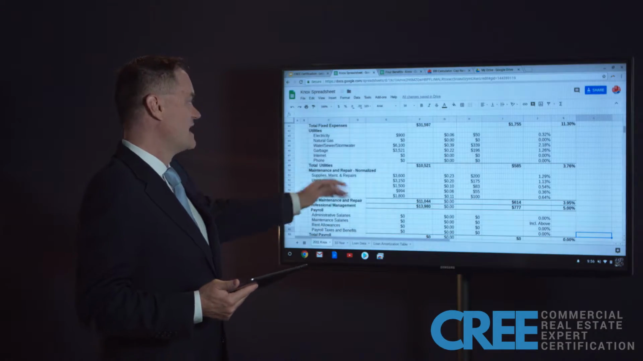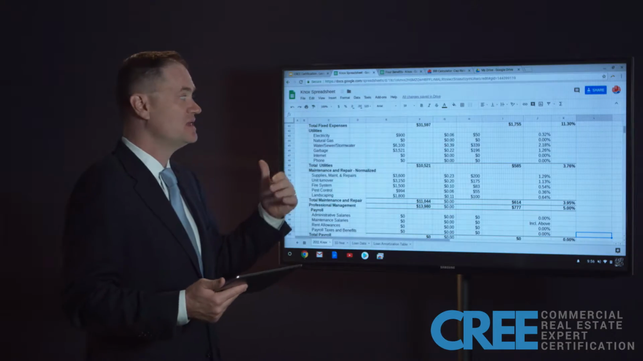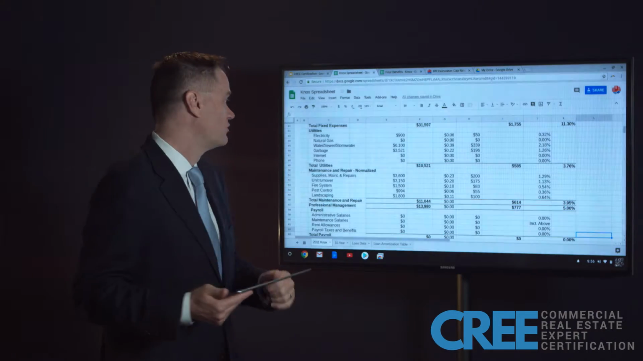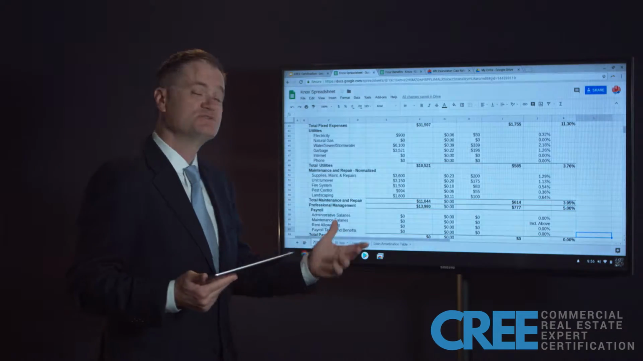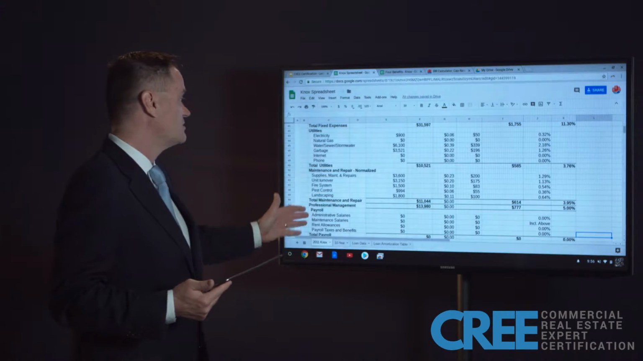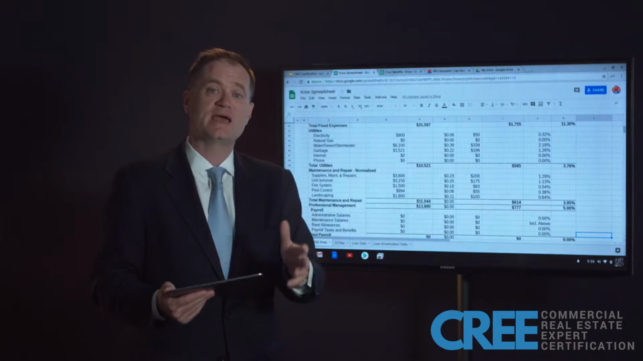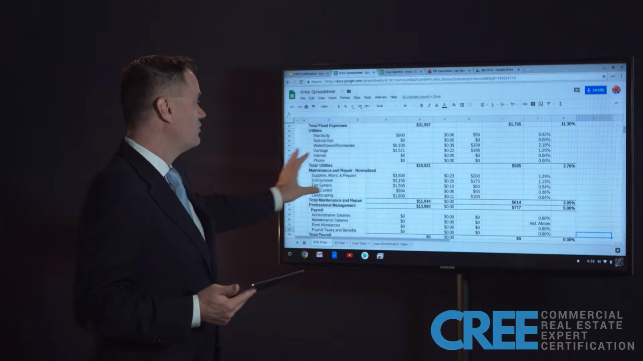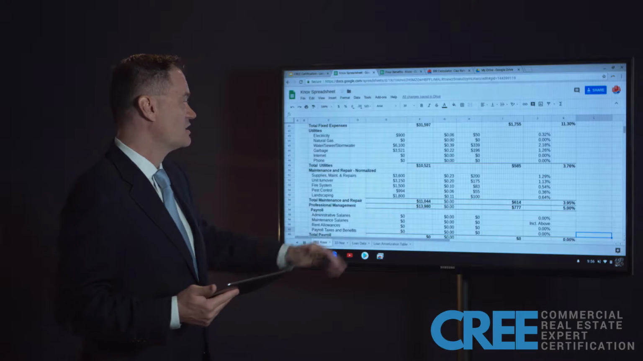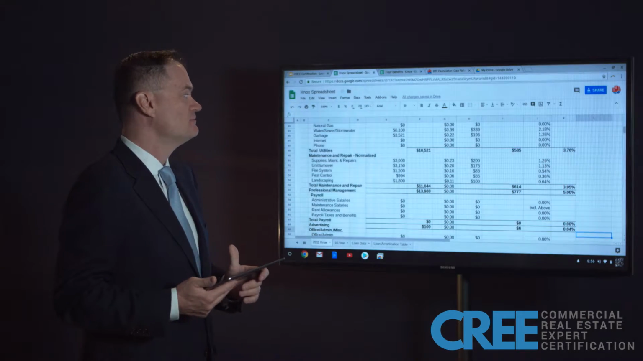We then have maintenance and repairs, and this is going to be your supplies, your maintenance, your unit turnover. If there's a fire system, if you've got a sprinkler system, you have annual maintenance. This is all going to be included in that. Pest control, landscaping, kind of lump all those into this category, and we have a total dollar amount, as you can see there, of just over $11,000.